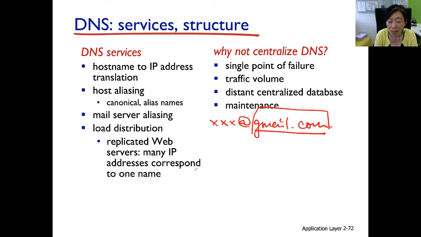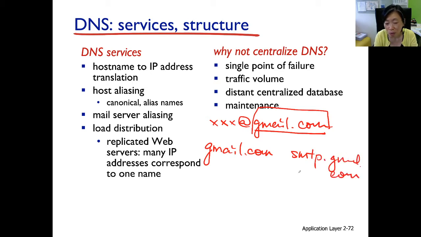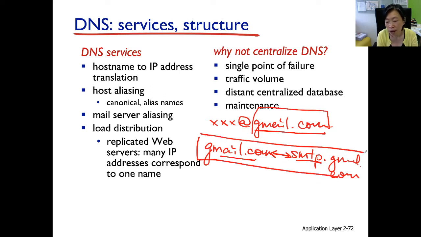So what happens in DNS is there are also entries saying for this domain, gmail.com, all the emails destined to this domain should be sent to this machine, smtp.gmail.com. We talked about this when we were telnetting to an email server to demonstrate the message exchange there. smtp.gmail.com is the actual mail server for gmail.com. So there is also this entry in the DNS service, and this is called the mail server aliasing service.